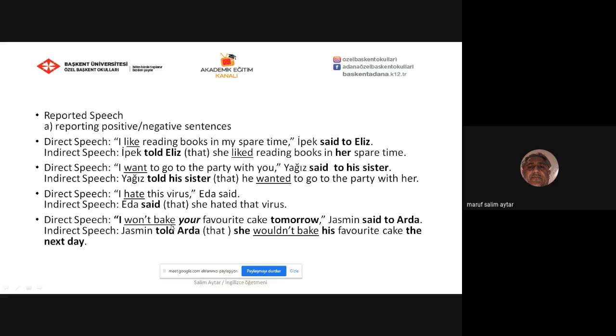The story goes in the same way, actually. I want to go to the party with you, Yaz said to his sister. So Yaz told his sister he wanted to go to the party with her. I hate this virus, Eda said. Eda said that she hated that virus. Or let's see what Yasmin said to Arda. I won't bake your favorite cake tomorrow. Yasmin told Arda that she would not bake his favorite cake the next day.